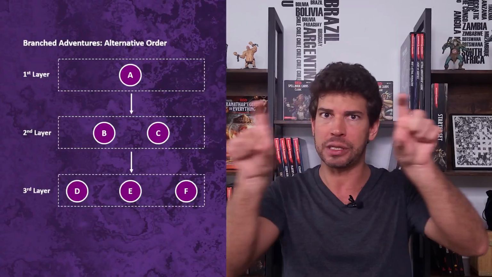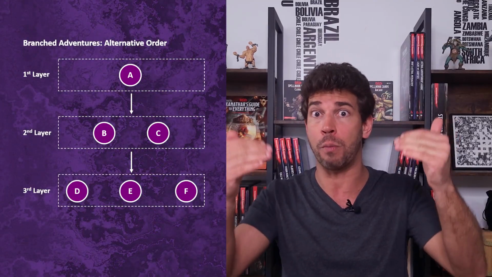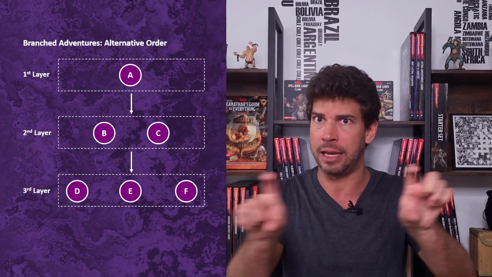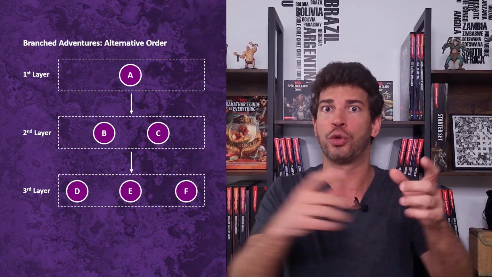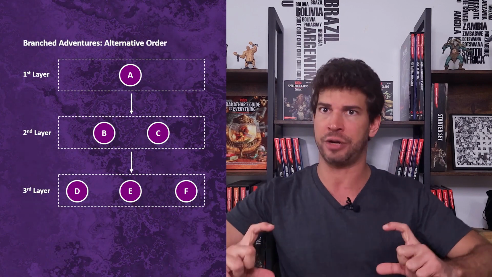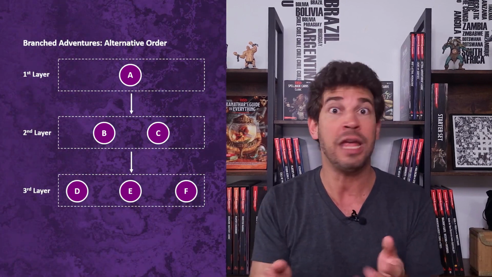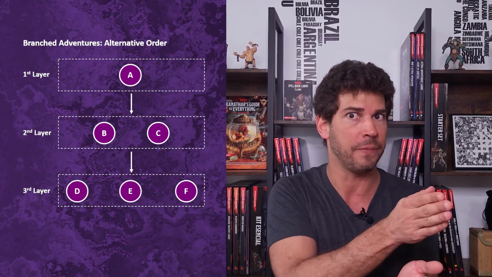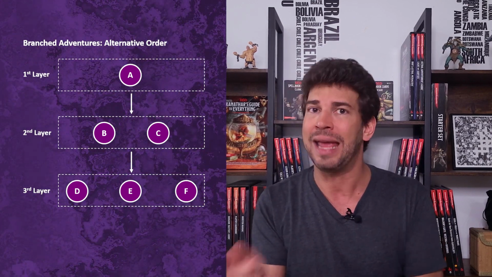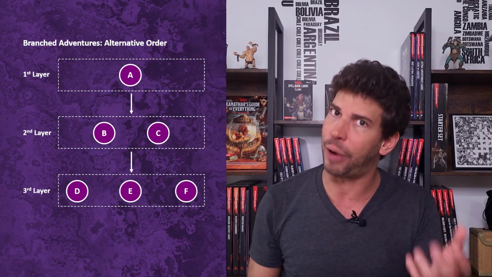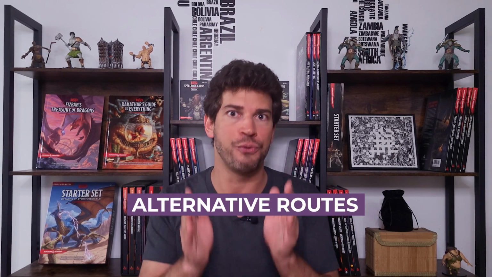It helps to think of encounters in layers. A first layer encounter unlocks 2 or more second layer encounters. Players must tackle all second layer encounters to unlock the following third layer encounters, but they can do so in whichever order they want. They provide a bit more player freedom than linear adventures in exchange for a bit more complexity in its design. Branched adventures can also offer the players alternative routes.